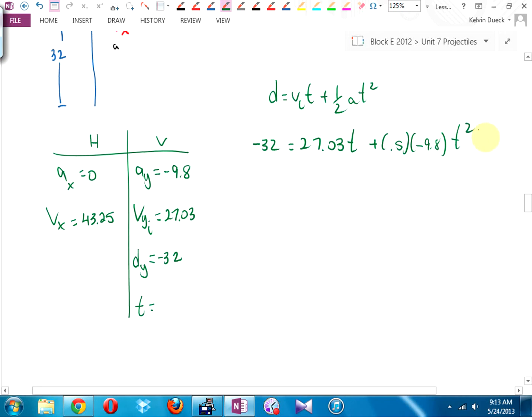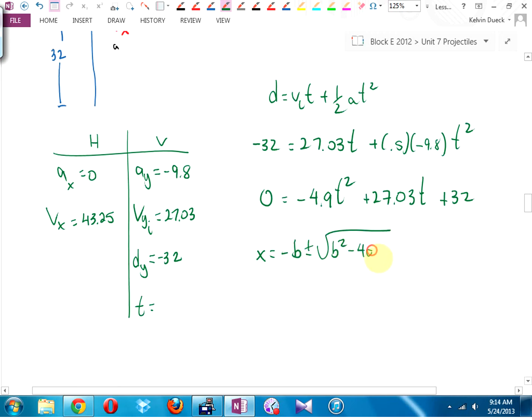This is a quadratic. How do I know it's got a squared? How do I solve a quadratic? Before you solve any quadratic equation, what was the first thing you had to do? Do you remember? Got to make it equal to 0. I'll add the 32 over, and I'll get negative 4.9 t squared, that's half of the 9.8, plus 27.03 t plus 32. And now you can go x equals negative b plus or minus the square root of b squared minus 4ac all over 2a.